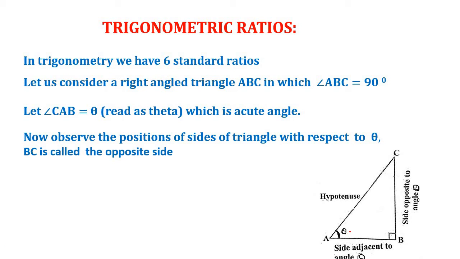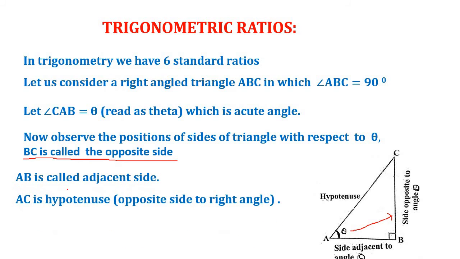Here theta is the angle. The side which is opposite to theta is called the opposite side. BC is the opposite side. Next, AB is called the adjacent side. Then the remaining side is the hypotenuse.